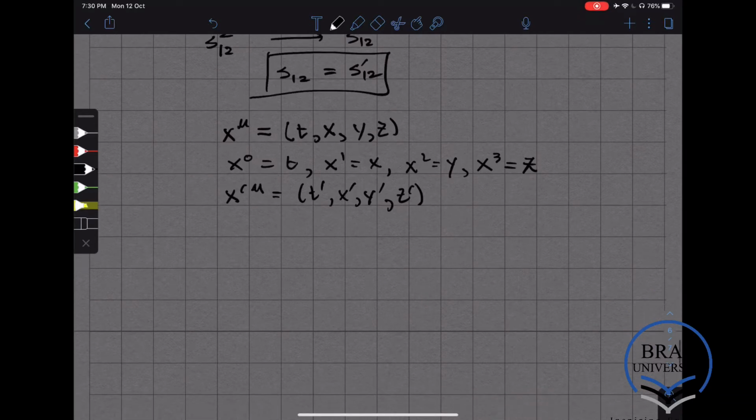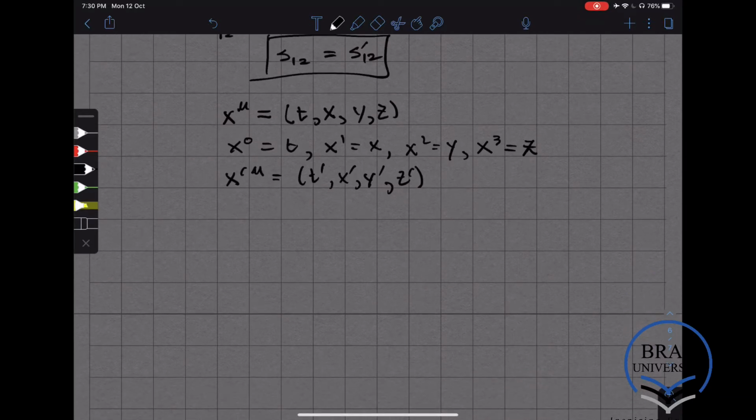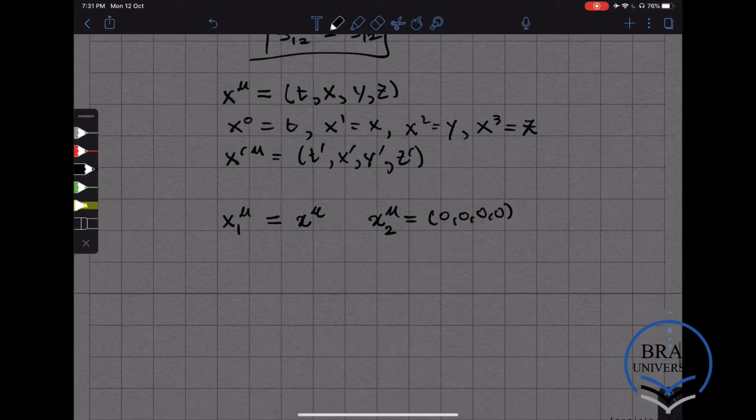Now we can always choose our coordinate system such that what we were calling x1 of mu is just x of mu, meaning that x2 of mu is just a bunch of zeros. And x1 prime of mu is just x prime of mu, and x2 prime of mu is just 0. We can write this as just 0. So we can do that.